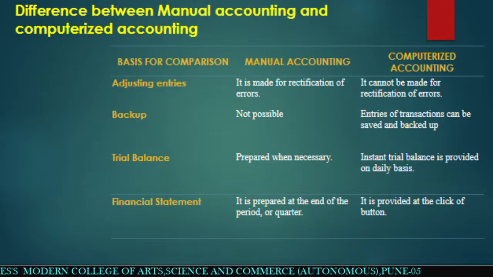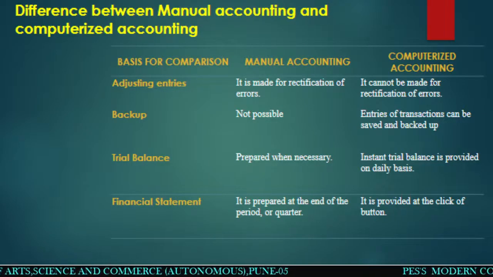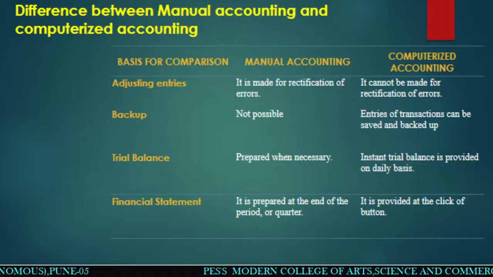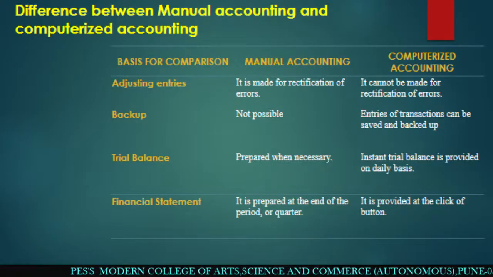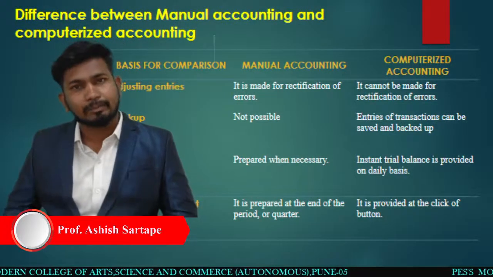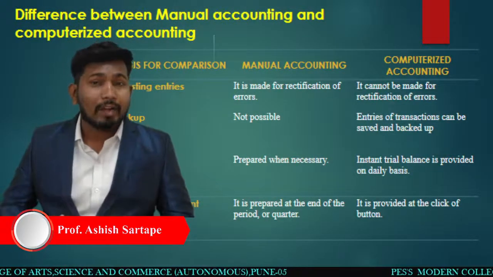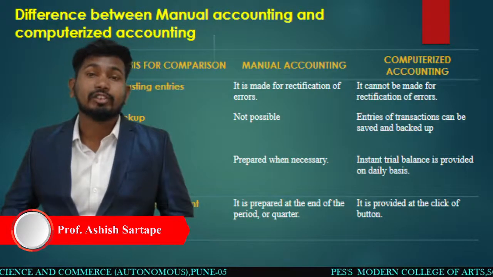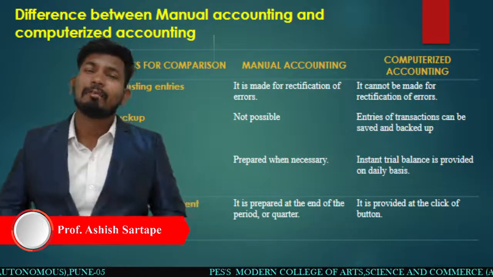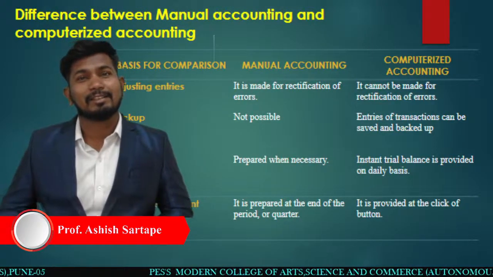And the last one, which is a very essential point, is the comparison related to the financial statements. In manual accounting, they are prepared at the end of the period or a quarter. As you all know, financial statements are prepared on a quarterly, six-month, or yearly basis, whenever required. But in computerized accounting, just one click is enough for preparing financial statements.